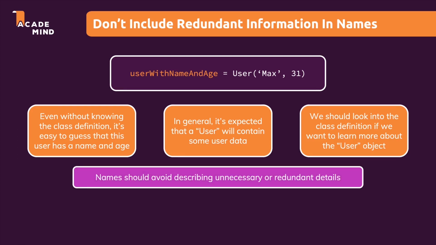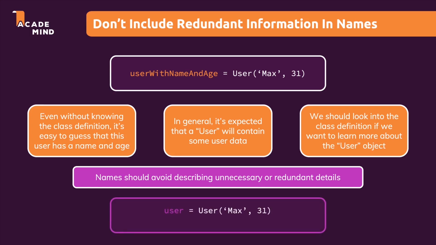Hence, better names here would be just user, or if we want to be more specific because it makes sense, maybe it's a new user, because maybe this code gets executed in some part of our code where we are only operating on a newly created user, and that information might be important. Or maybe it's a logged in user and we want to reflect that, and we want to make sure that everyone reading the code knows that for this user you don't need to check whether he or she is logged in, for example. These could be variations which make sense. User with name and age doesn't make too much sense.